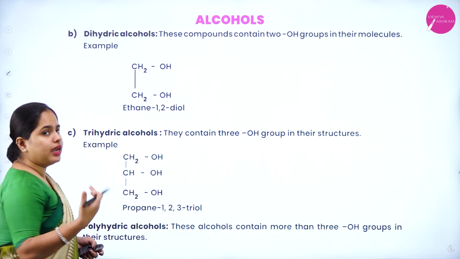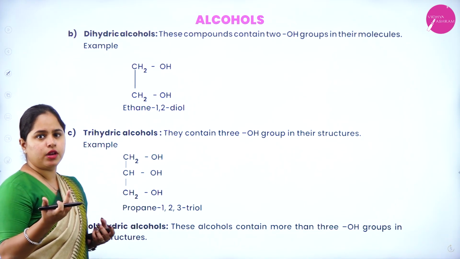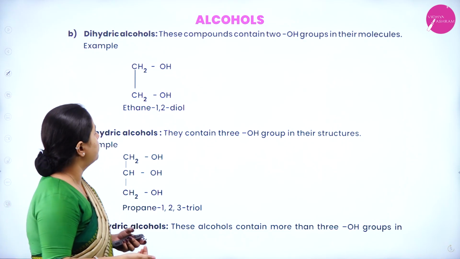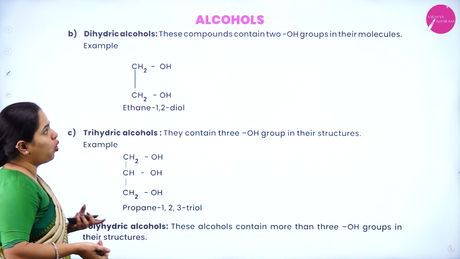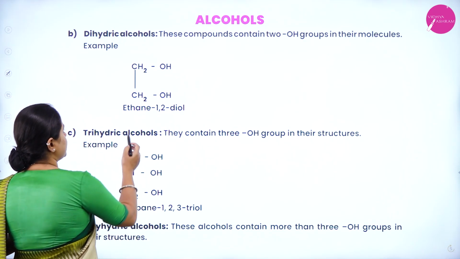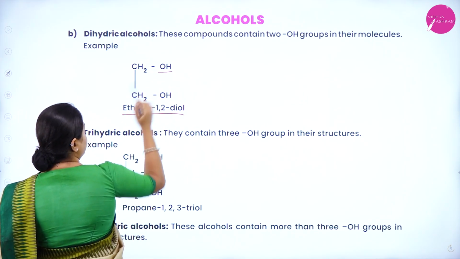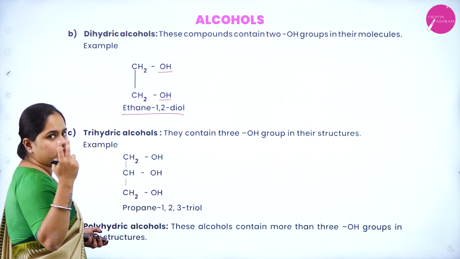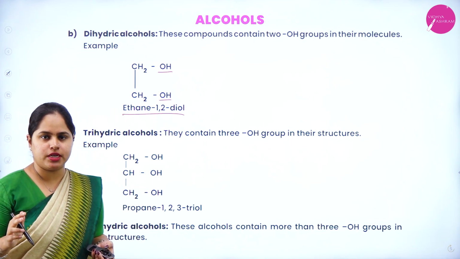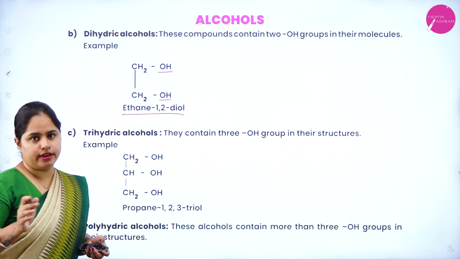Next one is dihydric alcohol. Then there will be 2 hydroxyl groups. So these compounds contain 2 OH groups in their molecules. As you can see, this is ethane-1,2-diol. Here you have one OH, here also you have one OH. That means totally 2 hydroxyl groups are there. This is called dihydric alcohols.